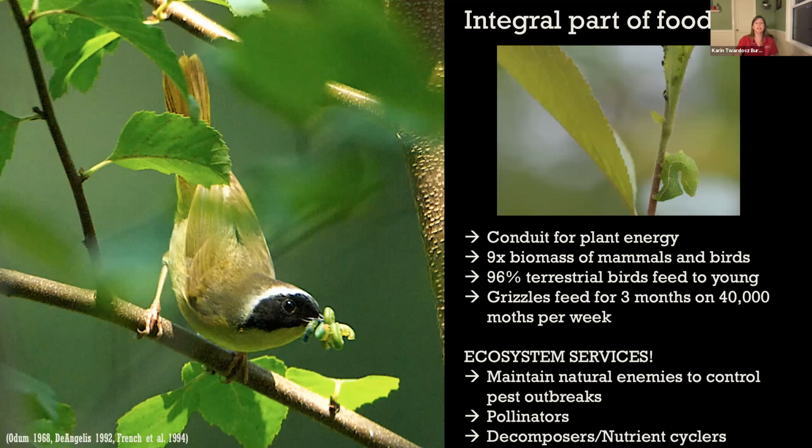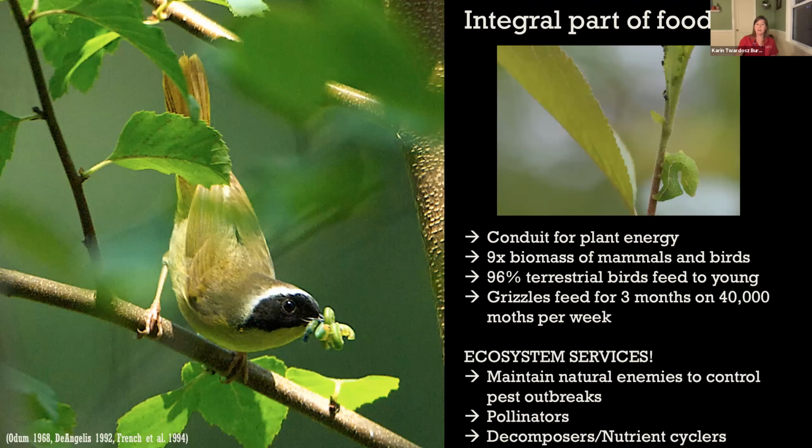And there's crazy facts like grizzly bears that we wouldn't imagine would be feeding on insects at all, feed for 3 months on sometimes up to 40,000 moths per week. So these are really important components of food webs throughout the United States.